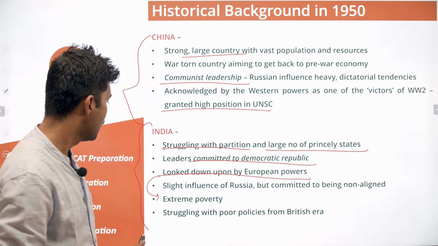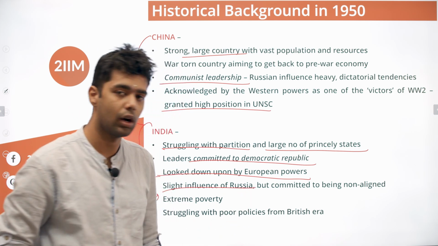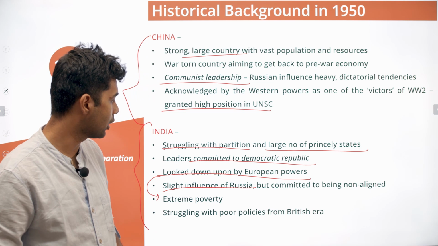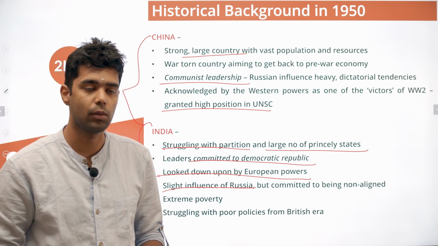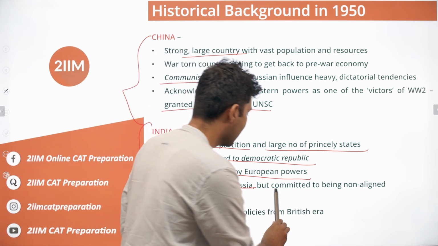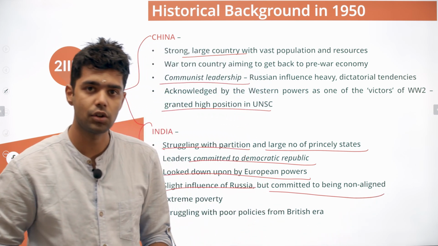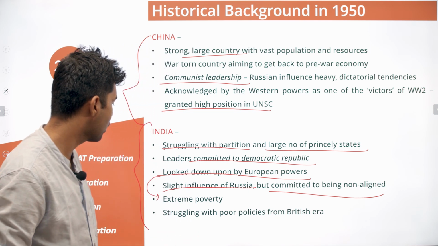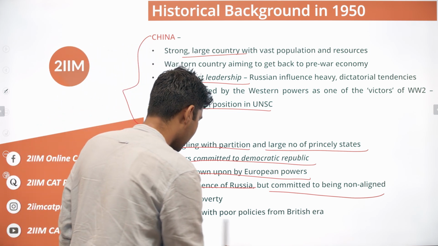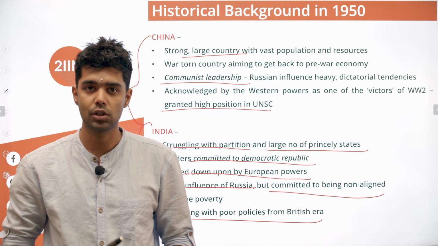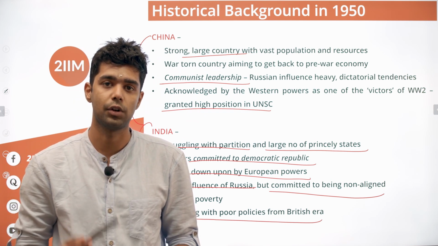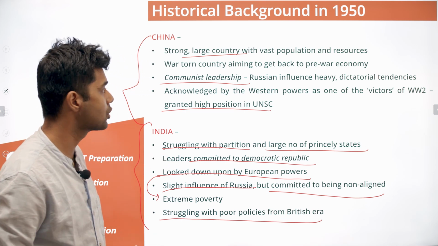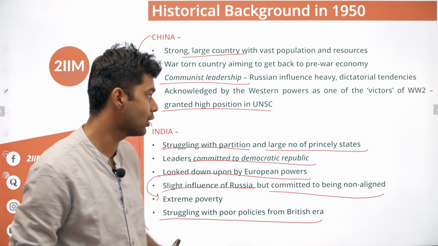There was a slight influence of Russia on India because Jawaharlal Nehru actively admired the socialist regime of Russia. But we were committed to being non-aligned. In spite of Jawaharlal Nehru liking Russia a bit, we were not leaning either towards Russia or towards the USA in the Cold War era. We were struggling with a lot of poor policies from the British era, especially regarding land. So land was one of the first policies which independent India had to contend with. So this was the historical background of these two countries immediately after independence.